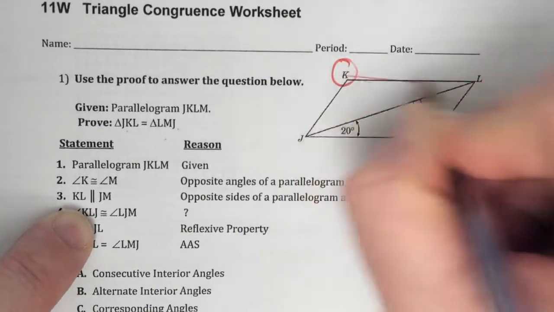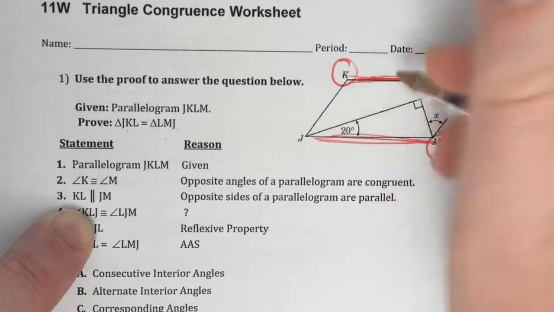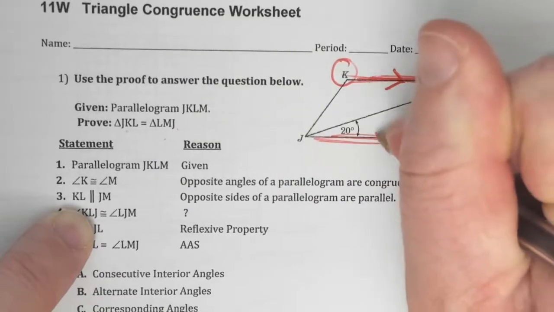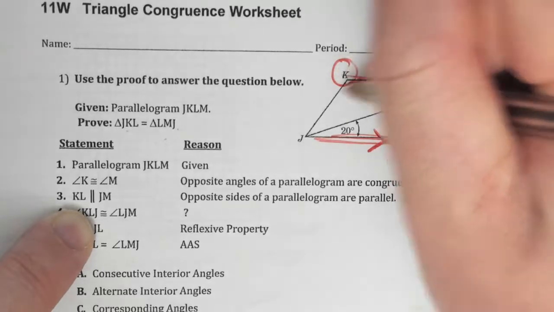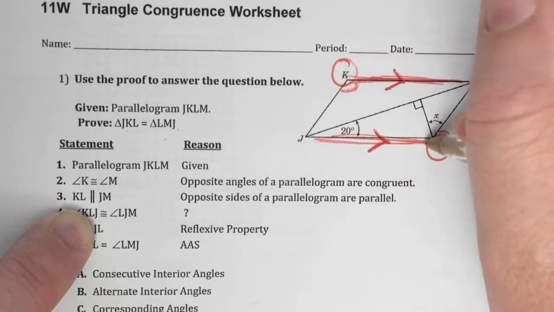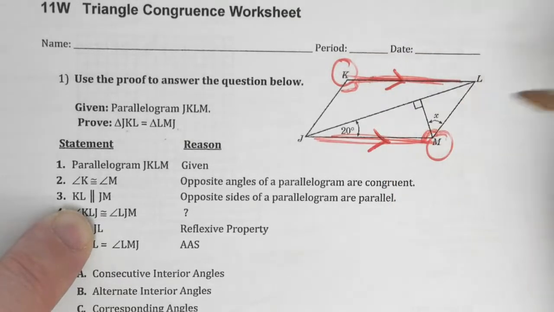So this is parallel to this. Now, how would you mark that? You would actually put arrows on here, and that means that they're parallel. Same thing with the K. I'm just going to circle them, but it's really like this is equal to that. All right, just helping you guys out there.